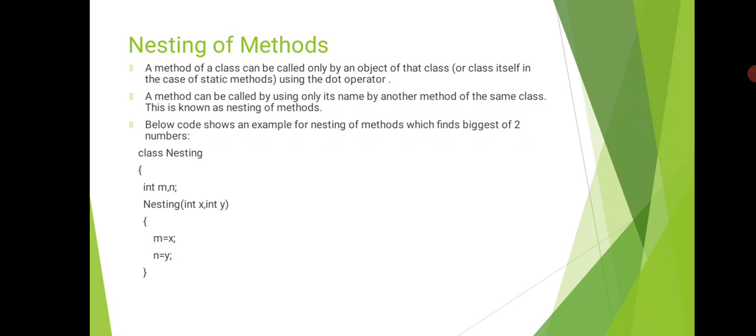A method can be called using only its name, without an object name and dot operator, by another method of the same class. So it is called in another method of the same class.